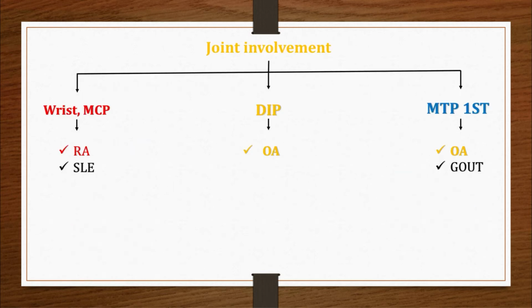Let's talk about the joint involvement. Your rheumatoid arthritis involves your wrist and your MCP, metacarpophalangeal joint. Your osteoarthritis involves your DIP, that is your distal interphalangeal joint, and your first MTP, metatarsophalangeal joint. We will talk about all the joints in detail in the upcoming videos.